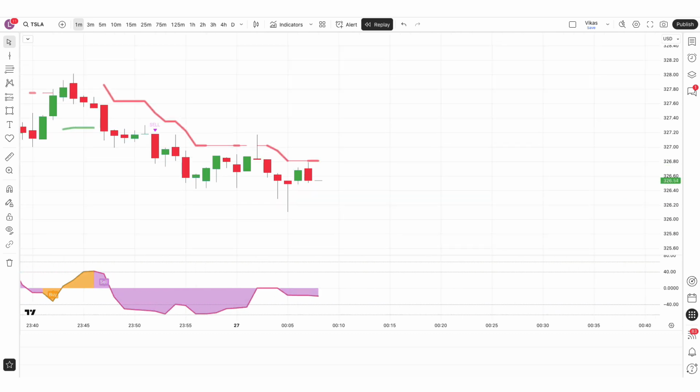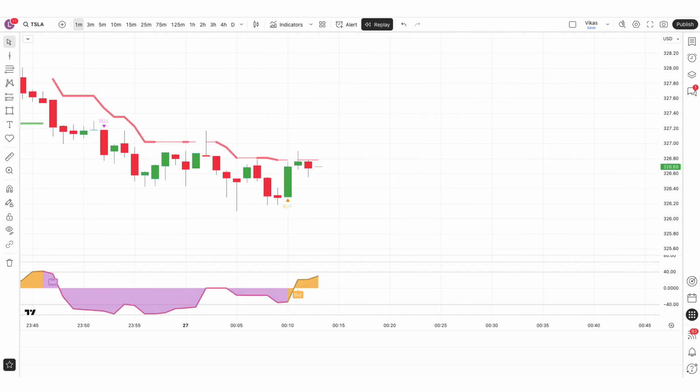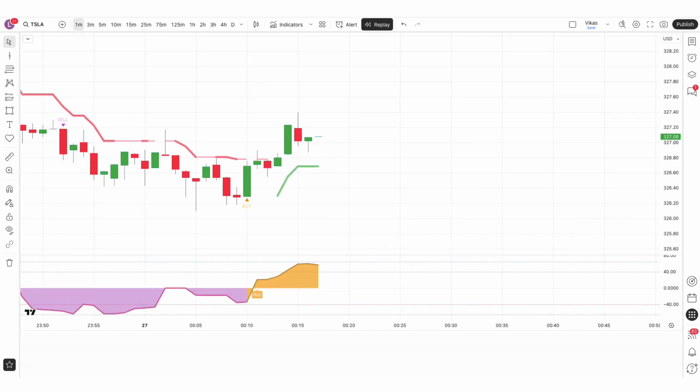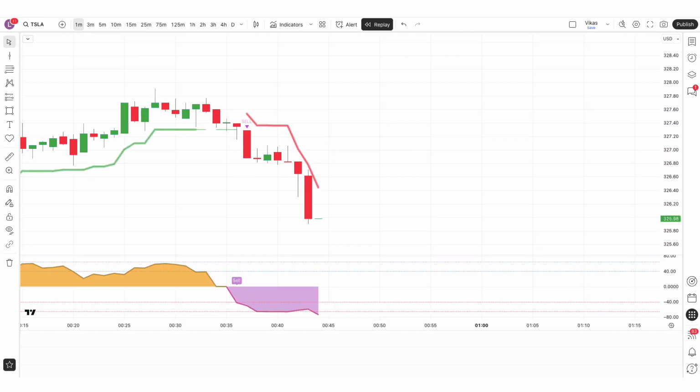First of all, let us know about trading tools. The buy and sell arrow indicator we see in the chart is called the ultimate indicator. The orange and mauve color area indicator we see in the chart is the angle attack indicator. Now we tell you how we want to trade.